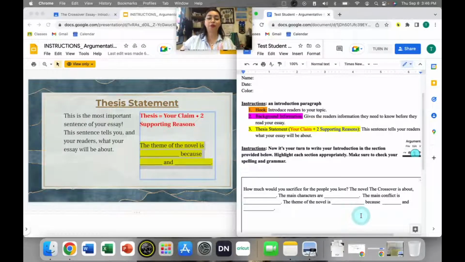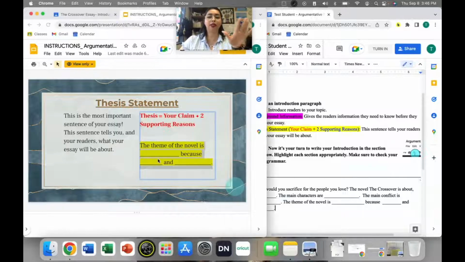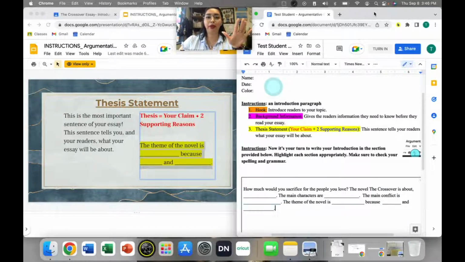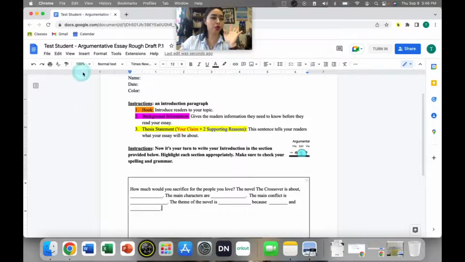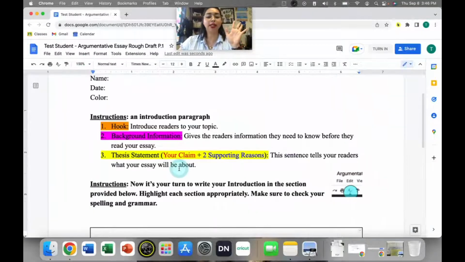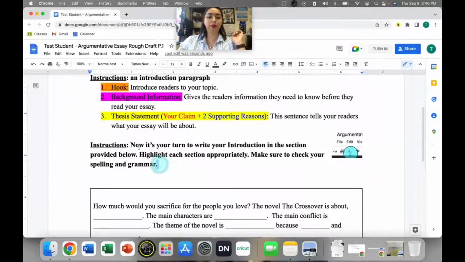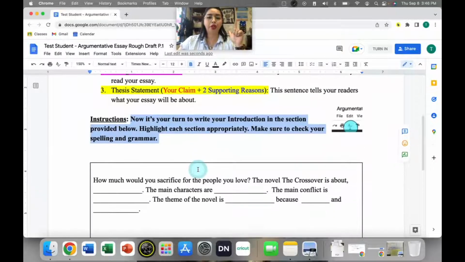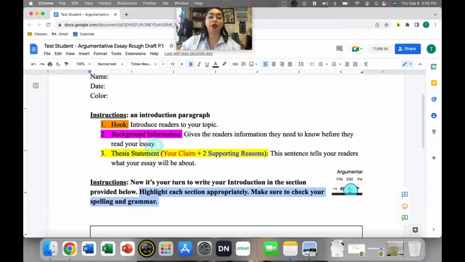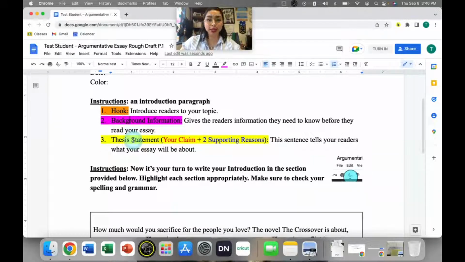Okay, so you should have just finished writing your thesis statement. So I'm going to go ahead and make this bigger because we're done with the instructions. We don't really need those anymore. The last thing that we're going to do, because it is here, you're going to write your introduction in the section provided below, but now we're going to do these parts. Highlight each section appropriately. Make sure to check your spelling and grammar. So what this means is I want you to go through and highlight your hook in orange, highlight your background information in that pinky purple, and then highlight your thesis statement in yellow.